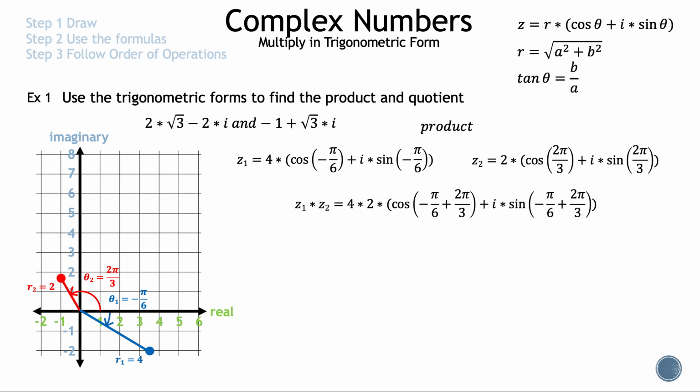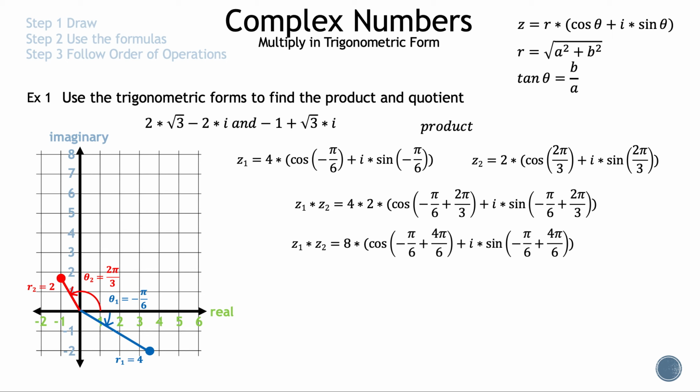So now we have z sub 1 times z sub 2 is equal to 4 times 2 times the quantity of cosine of negative pi over 6 plus 2 pi over 3 plus i sine of negative pi over 6 plus 2 pi over 3. Let's simplify. Let's multiply the moduli. 4 times 2 is 8.